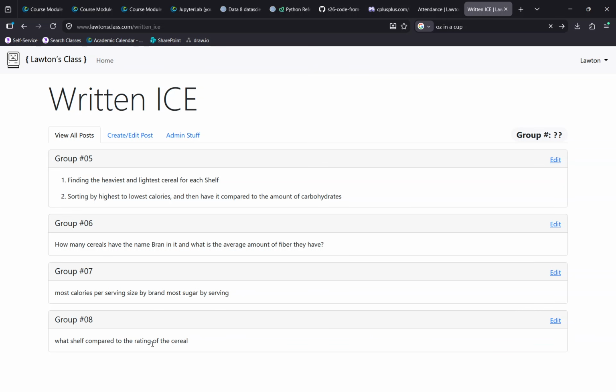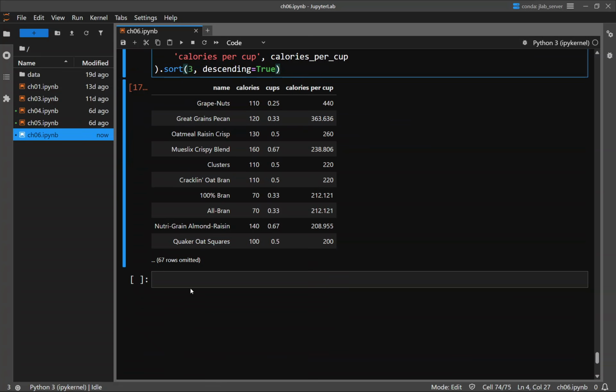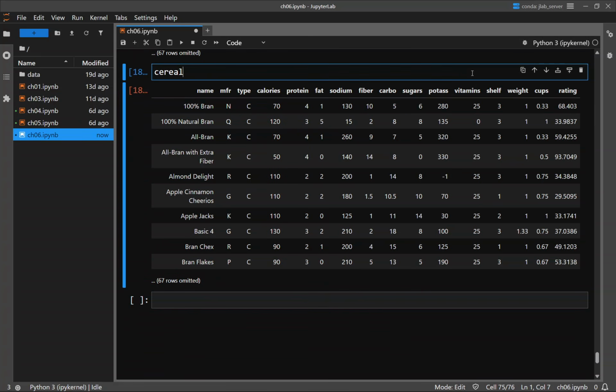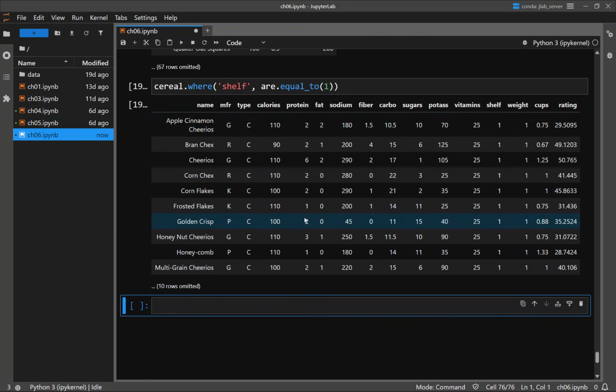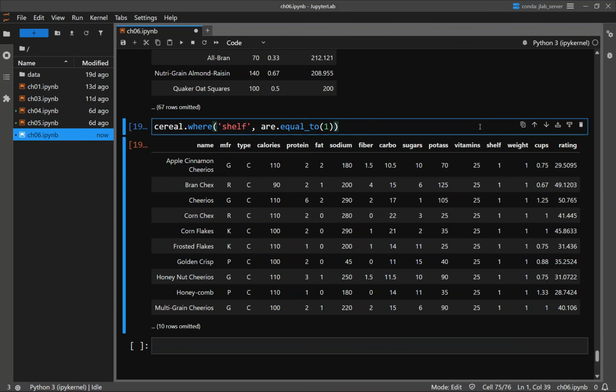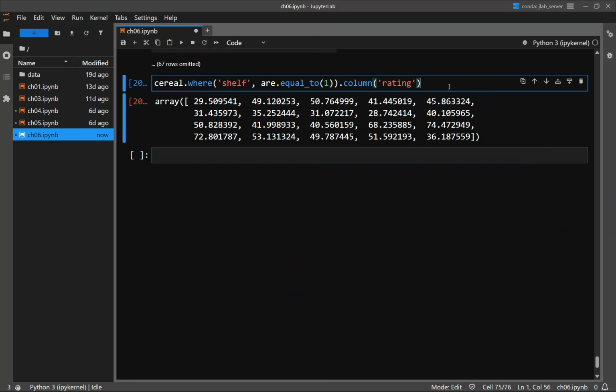Well, let's try it. So we can pick out just certain shelves. So here's the entire cereal table. We can pick out shelf 1 by doing cereal.where the shelf values are equal to 1. This is all shelf 1 then. Shelf 1 only. And we can go and look at the rating for that. We can do column rating, which gives me every shelf 1 cereal's rating, right? If I do shift enter, there's every shelf 1 cereal's rating.